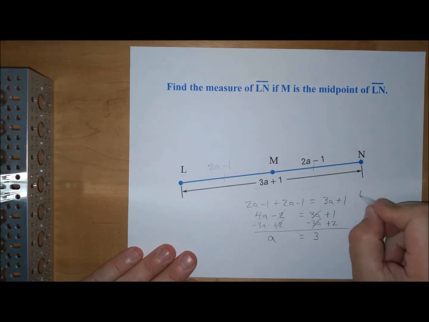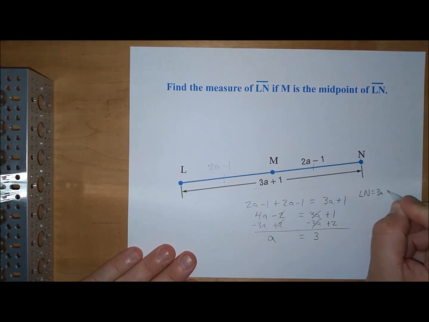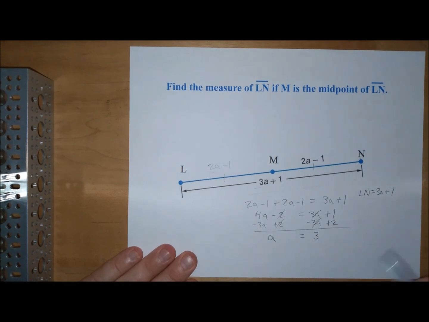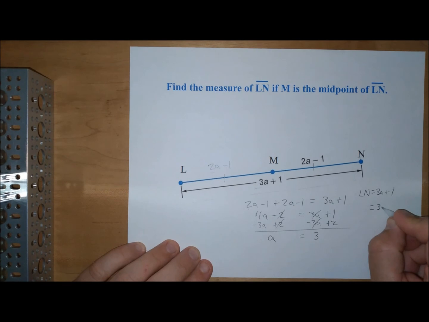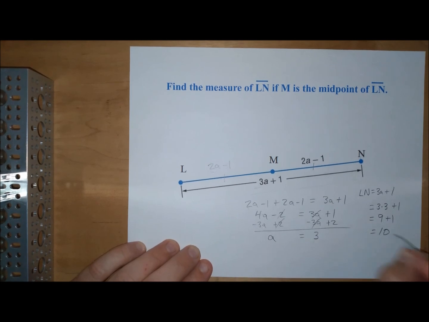I know that LN equals 3A plus 1. And now that I know A equals 3, I can go ahead and plug it in. And I'll get 3 times 3 plus 1. And 9 plus 1 is 10.